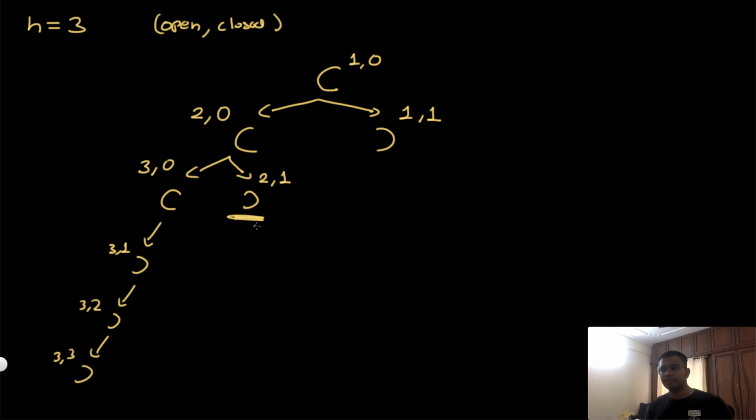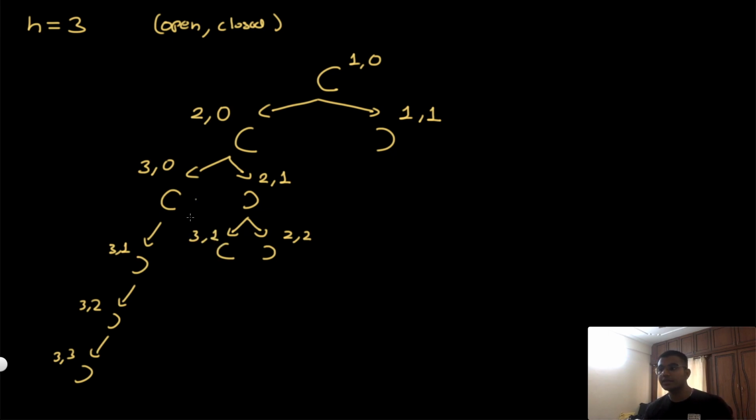Now let's move on and look at this one over here. What can I do? Since the number of closed is less than the number of open, I can have a closed bracket. This count would be 2 comma 2. Or I could also have an open bracket, and the reason for that is that the number of open brackets is still less than n. In this case, it would be 3 comma 1 if I add the open bracket.